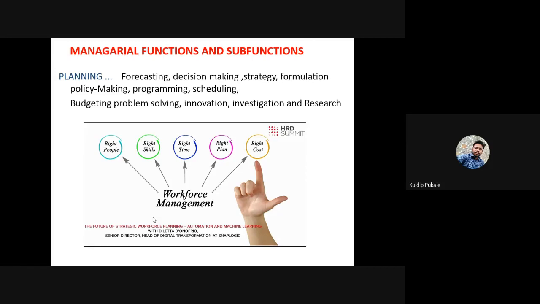Suppose you take one example of starting a new engineering college. This is my final aim. Then for establishing a new engineering college, the planning is different. It means different activities require different types of planning. For achieving the selected aim or goals, you require the right people, right skills, right time, right plan, and right cost. This is proper planning. Without this planning, you cannot start your work.